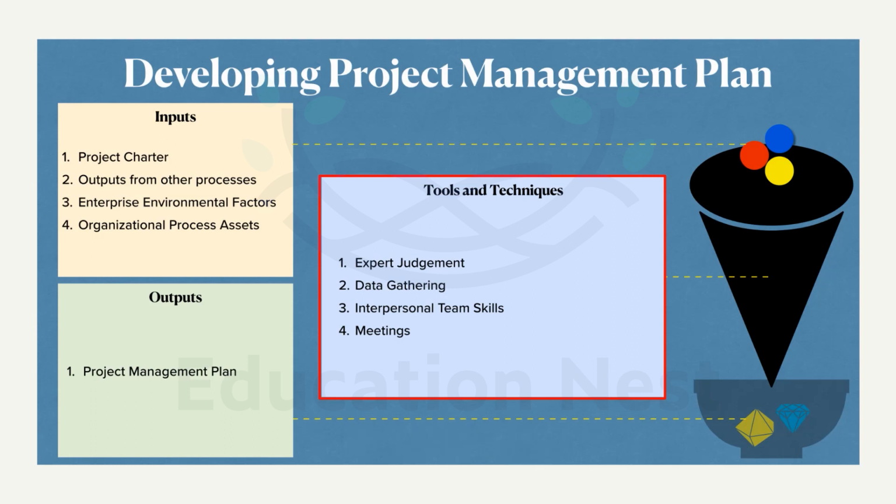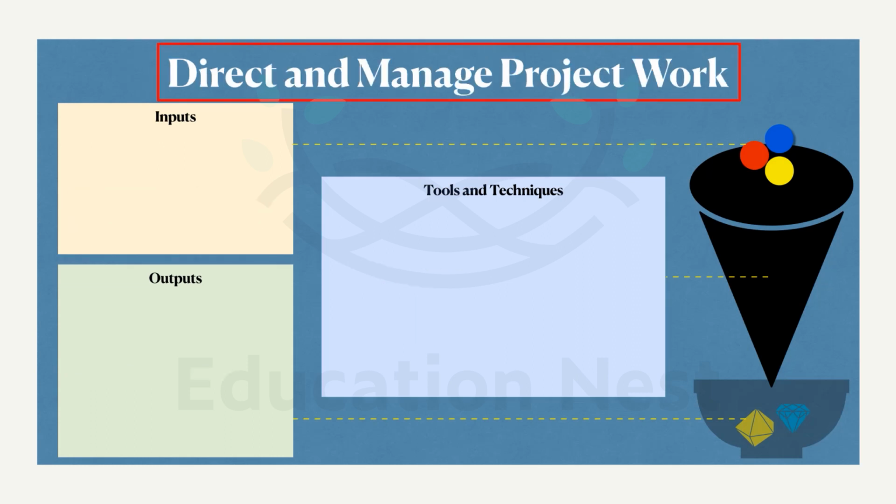Data gathering, again, it is similar to the points that we learned earlier. Interpersonal and team skills, soft skills, that is covered. Meetings is also covered. Moving on, direct and manage project work. So this is something which is performed not just at one stage, but throughout the process. So it is mainly focused on the execution part. The work involves collecting the work performance data and supporting the controlling processes. When we say work performance, how the parts are being manufactured, how the employees are performing, all this comes under work performance data.